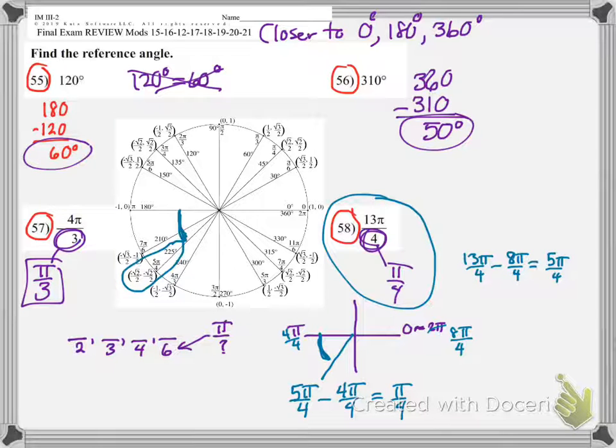If I'm looking at 4 pi over 3, I can find it right here.